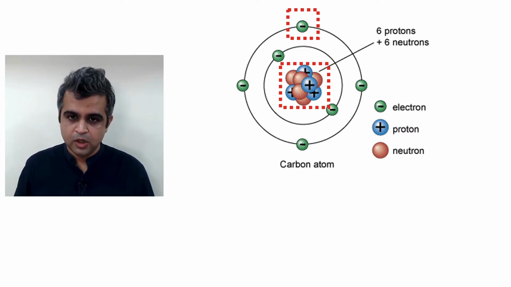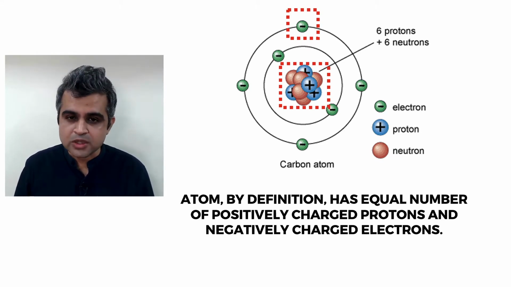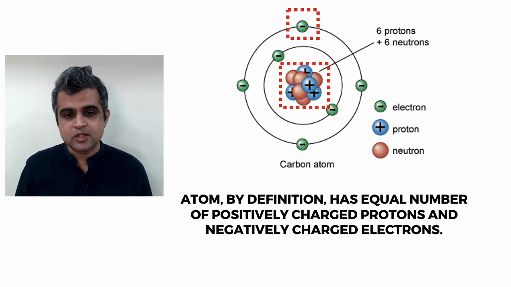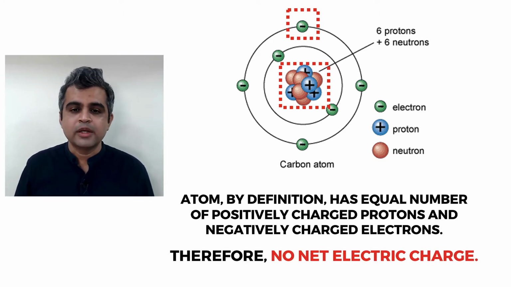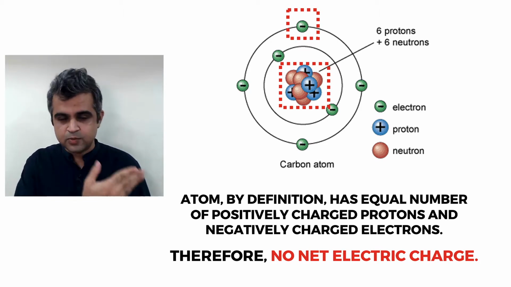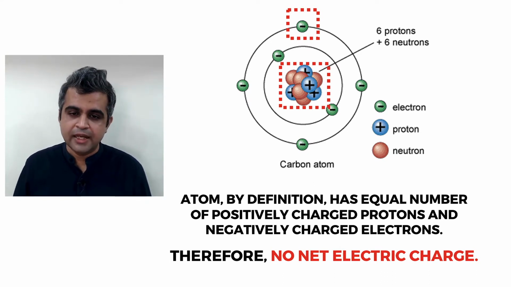So an atom by definition has an equal number of protons and electrons. In the case of this carbon atom which you see here, it is going to be 6. So therefore an atom does not have any net electrical charge. This point is extremely important. Atoms are electrically neutral. They do not have a charge. And I just explained to you why they don't have a charge, because they have an equal number of positively charged protons and negatively charged electrons, which will cancel each other out.